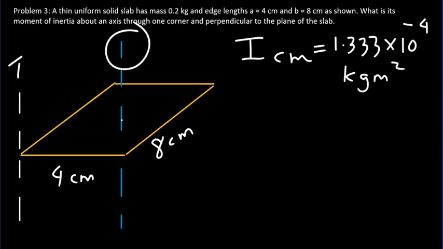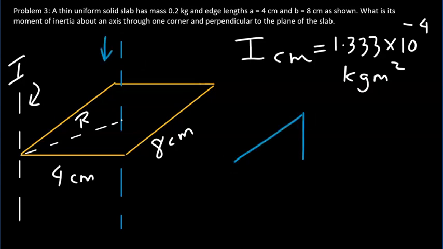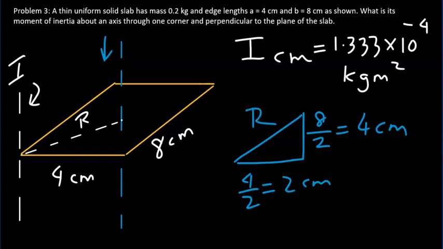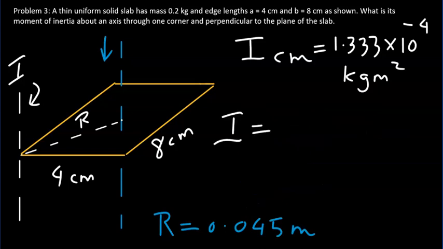We want to determine the moment of inertia about this axis. So first we need to know what the distance between the two axes is. Let's call it R. Viewing from the top, that distance is just the hypotenuse of the following triangle. This side is 8 divided by 2, which is 4 cm. This is 4 divided by 2, which is 2 cm. And that is R. You can determine R from Pythagoras theorem, which will give you 0.045 meter.